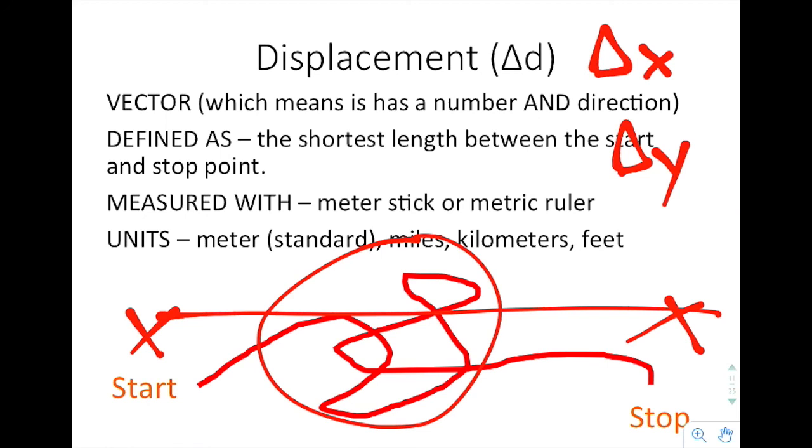Now, distance and displacement have a lot in common. They're both measurements of length, and they both are measured with a meter stick or a metric ruler. They both have the same standard unit of the meter, so there's a lot in common. In fact, a lot of times people use distance when they actually mean displacement. Distance is a common vernacular. It's a word you hear every day, whereas displacement is not.